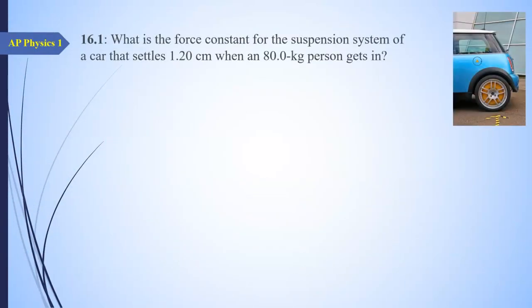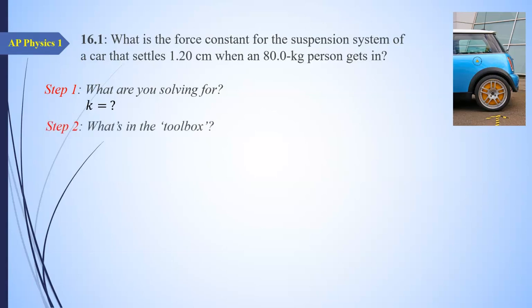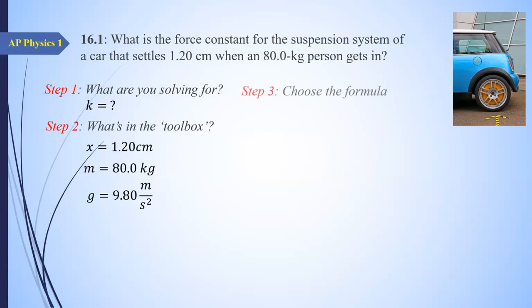Alright, so let's do a problem here. What is the force constant for the suspension system of a car that settles 1.2 centimeters when an 80-kilogram person gets in? Okay, so lay out what the variables are that you're looking for and that you have. You're looking for a spring constant here. What you have to work with is the displacement, 1.2 centimeters, the mass, 80-kilogram person, and since we're talking about an up and down motion type of problem, you're also going to need gravitational acceleration.